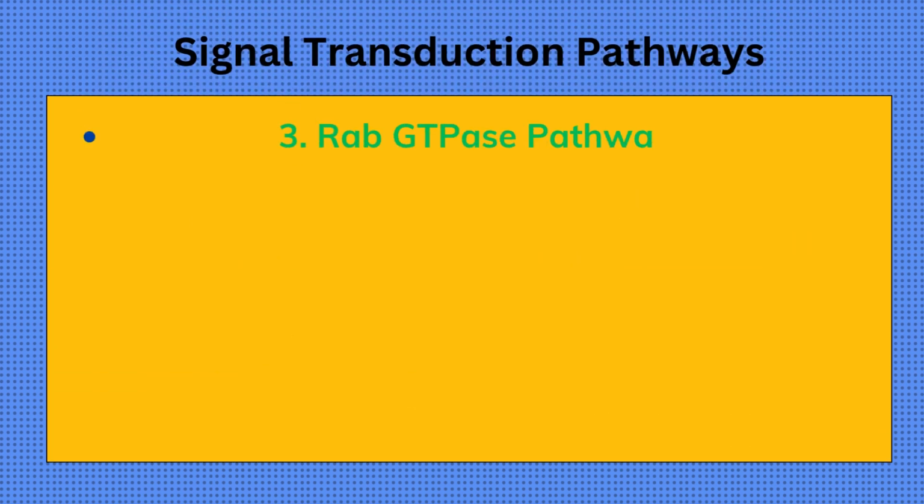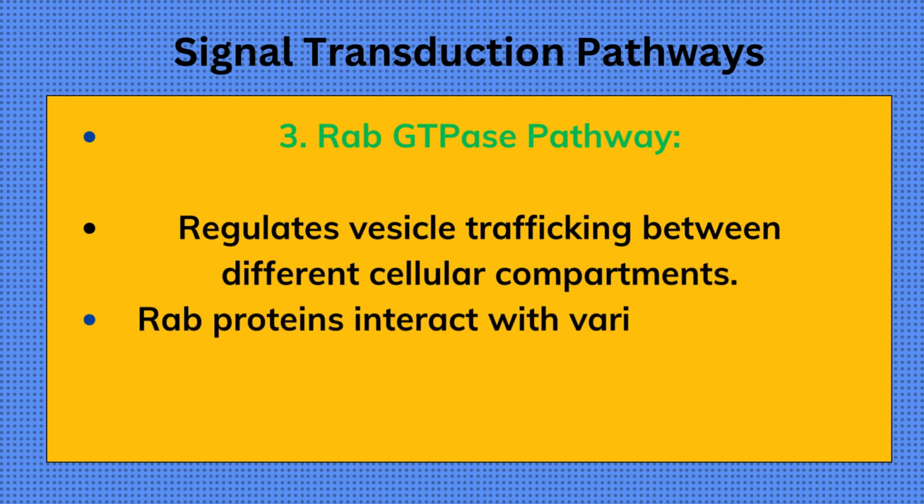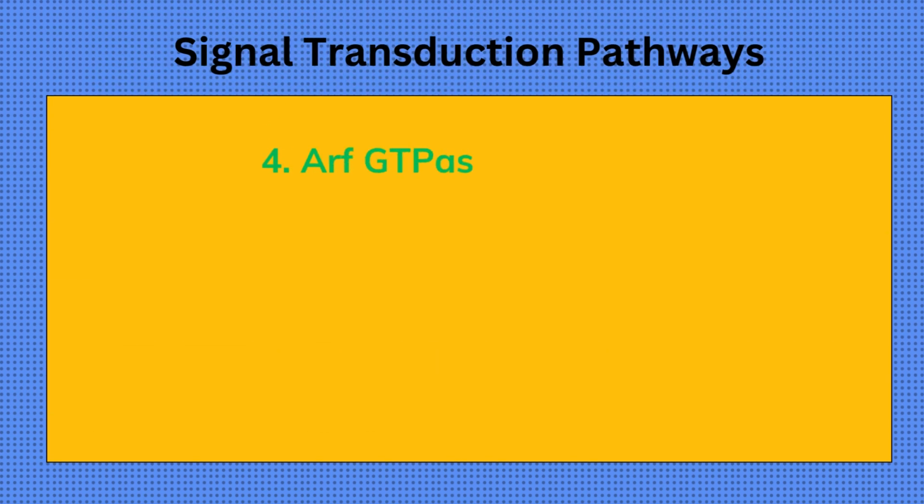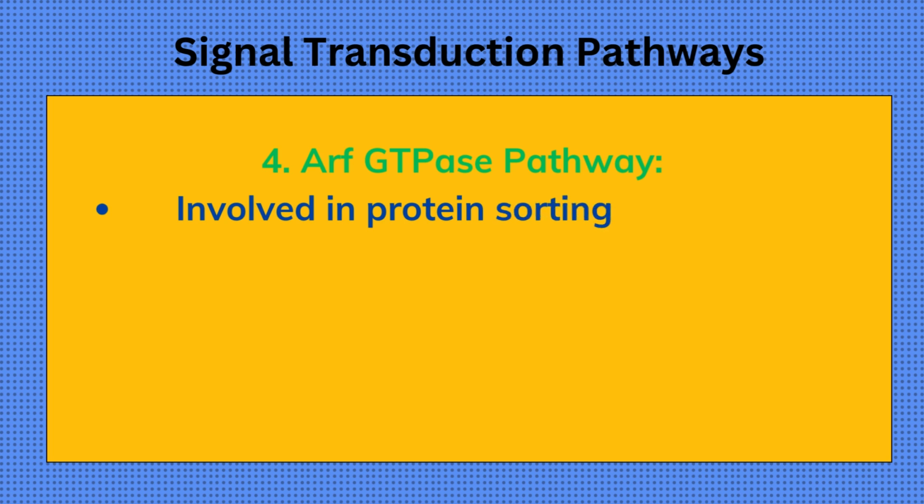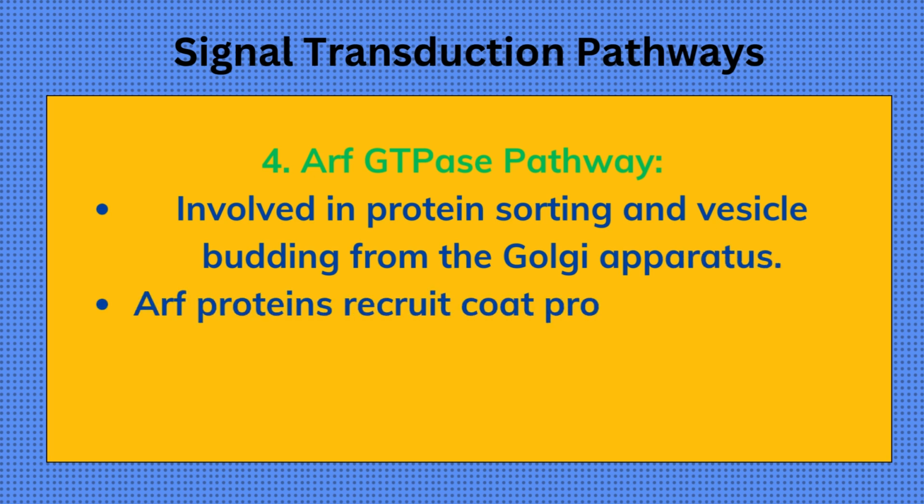3. Rab GTPase pathway, regulates vesicle trafficking between different cellular compartments. Rab proteins interact with various effector proteins to control vesicle budding, movement, and fusion. 4. Arf GTPase pathway, involved in protein sorting and vesicle budding from the Golgi apparatus. Arf proteins recruit coat proteins to initiate vesicle formation.